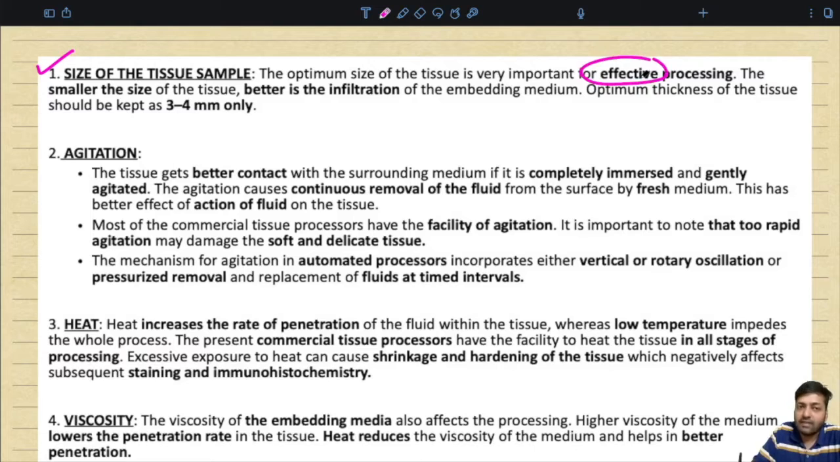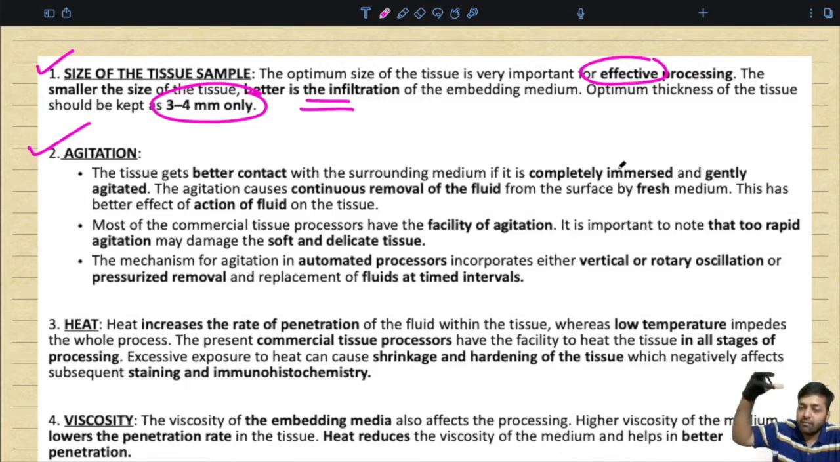The smaller the size of the tissue, the better is the infiltration of the embedding medium. Optimum thickness of the tissue should be kept as 3 to 4 millimeter only. Number one. Number two is agitation. Now the tissue gets better contact with the surrounding medium if it is completely immersed and gently agitated. So what is happening?